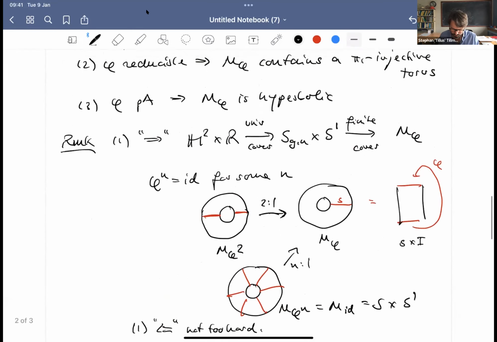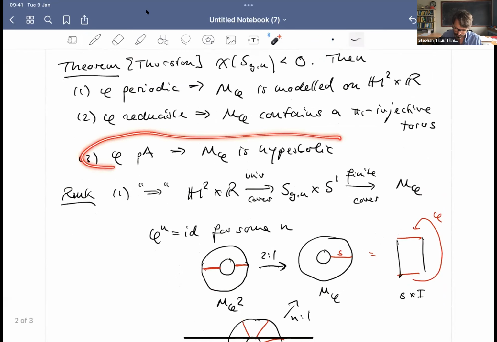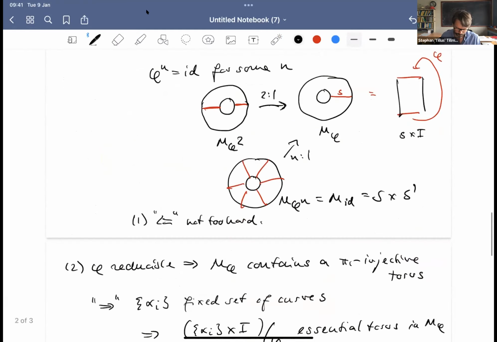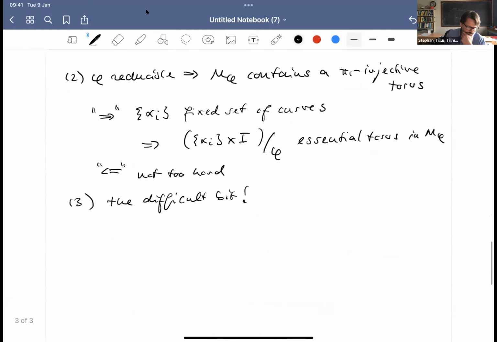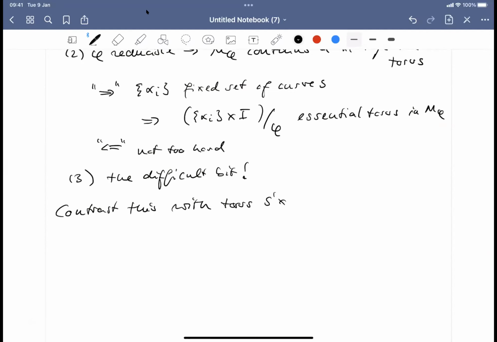So that's the hyperbolization theorem for circle bundles with pseudo-Anosov. Okay. And you could contrast this now with the torus. I always said negative Euler characteristics. So contrast this with the torus, S1 times S1.